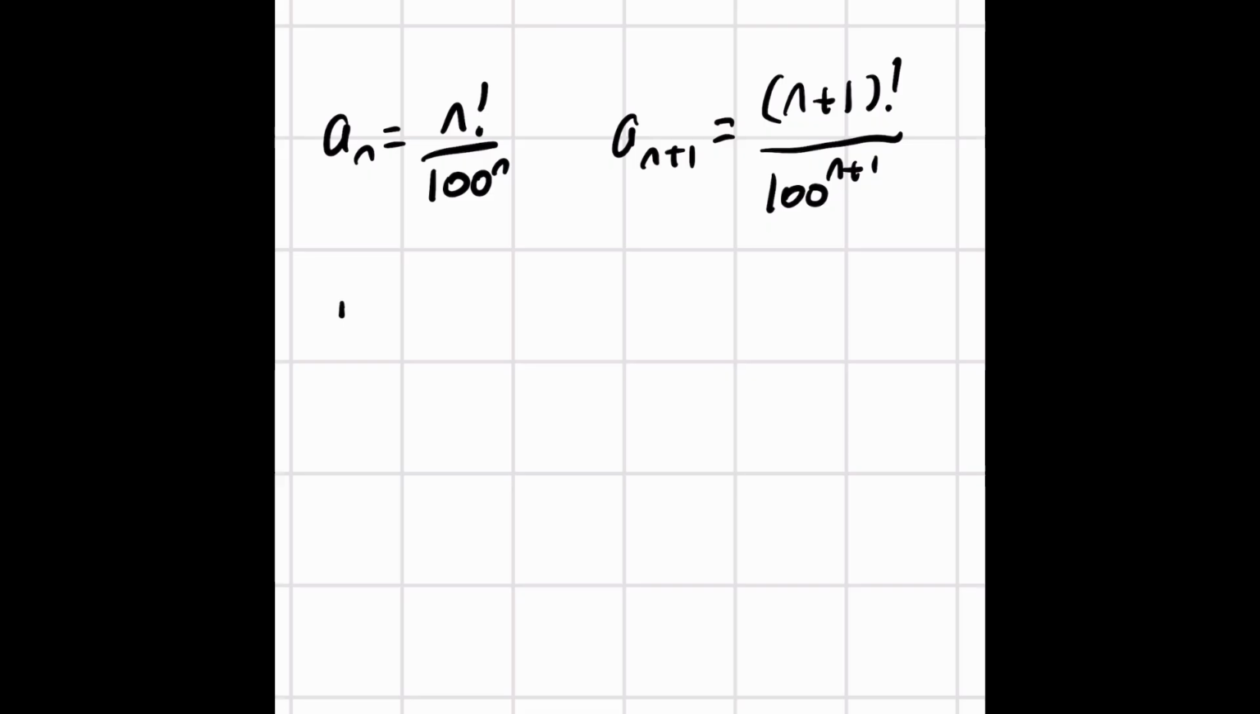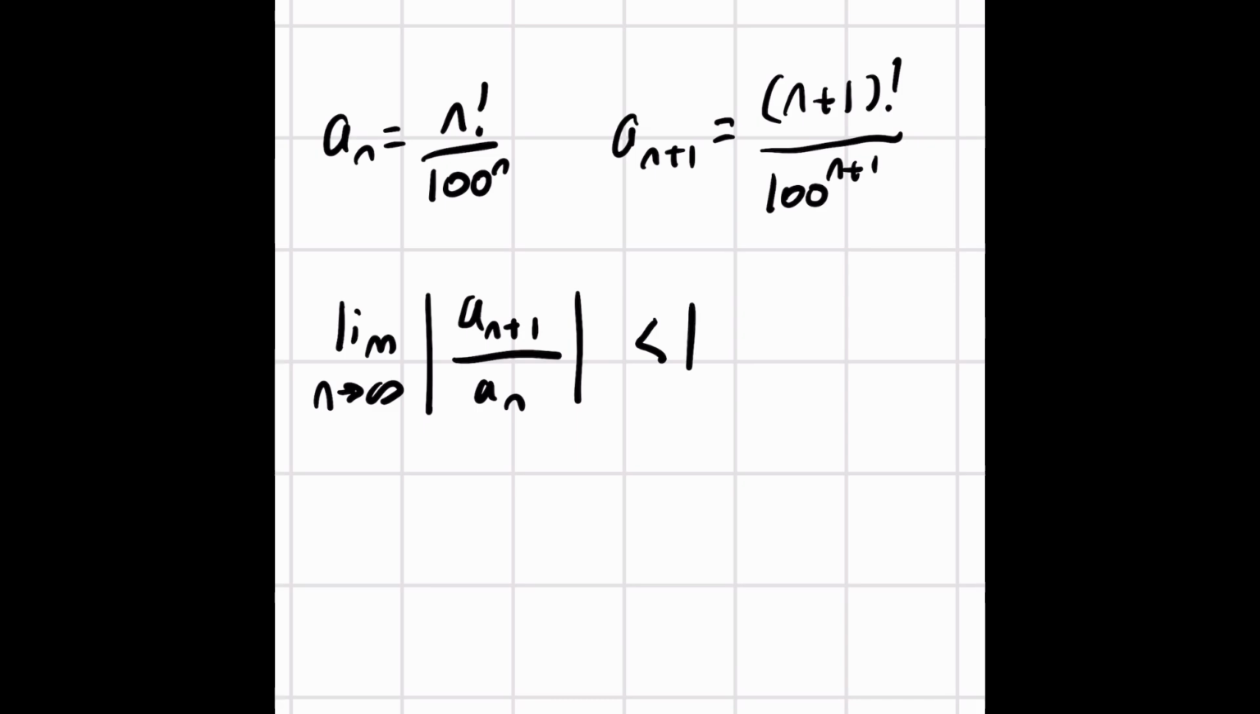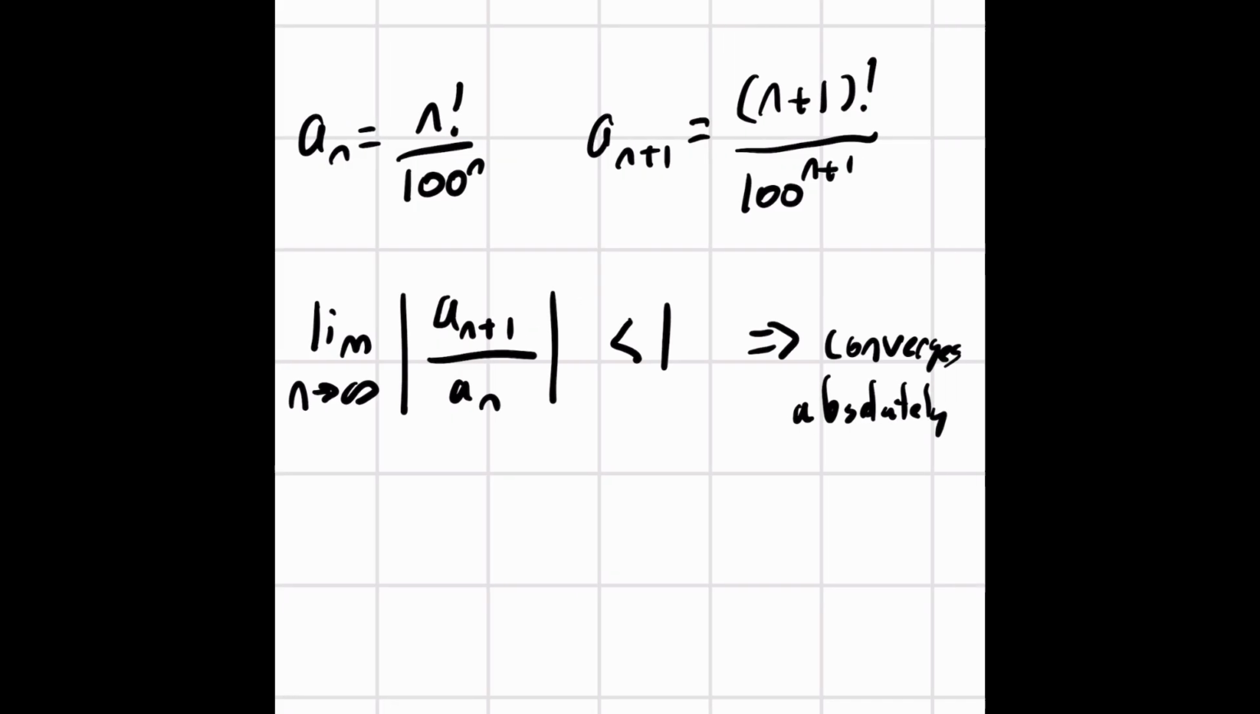So this means that we want to consider the limit as n goes to infinity of the absolute value of the n plus 1 term over the nth term. And we're going to test and see if that is less than 1, which would imply that it converges absolutely. So we want to see what this expression turns out to, and then see if it's less than 1.